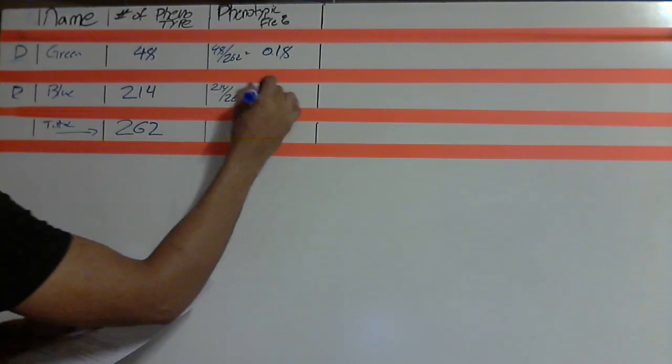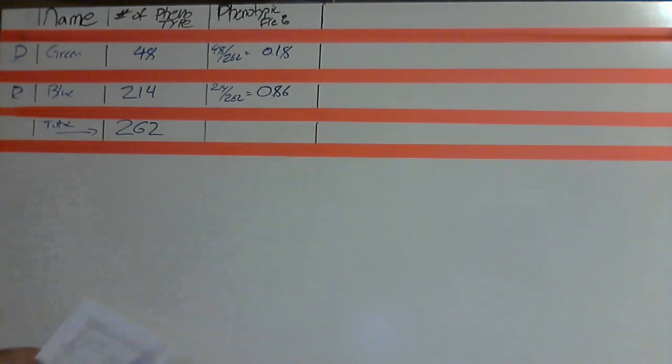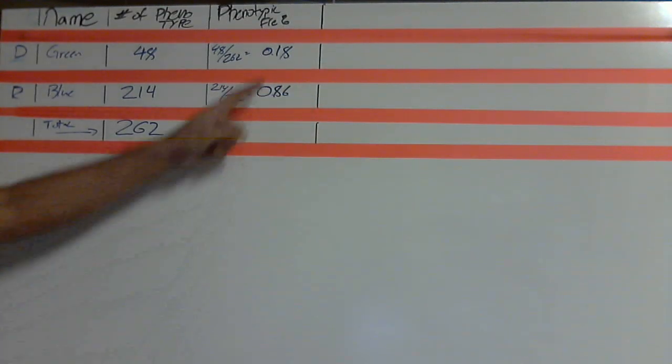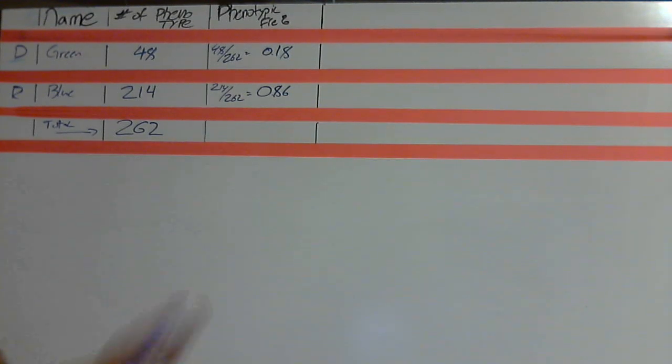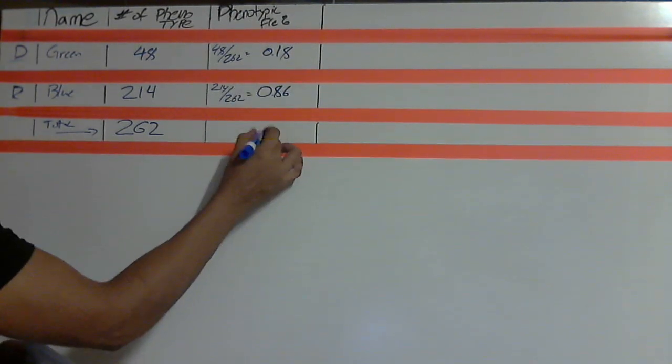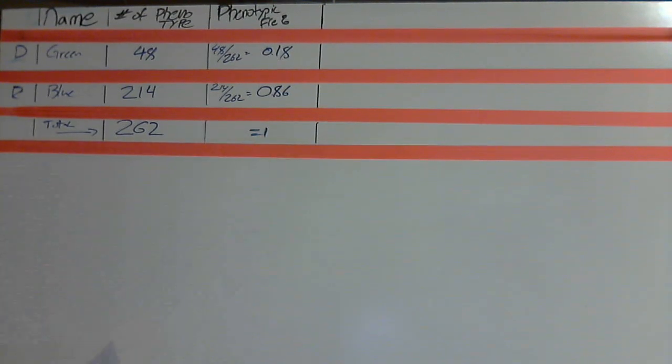We should get 0.86. And when you check yourself, you should be able to add this value and this value. You should be getting a 1 here. And we do get that. This plus this does equal 1. So that's your first check to make sure you're doing everything all right.